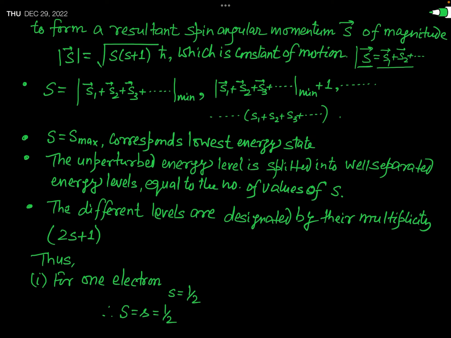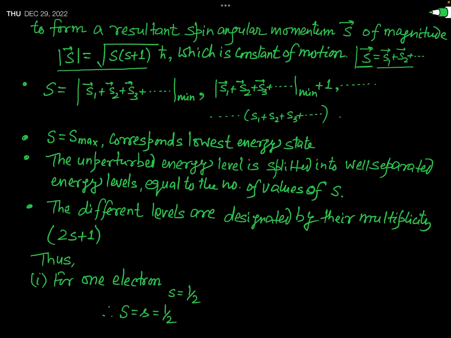Okay, actually this resultant spin angular momentum vector S has a quantized magnitude. Its magnitude is quantized and it is given as mod of S is equal to square root of S into S plus 1 times H bar.